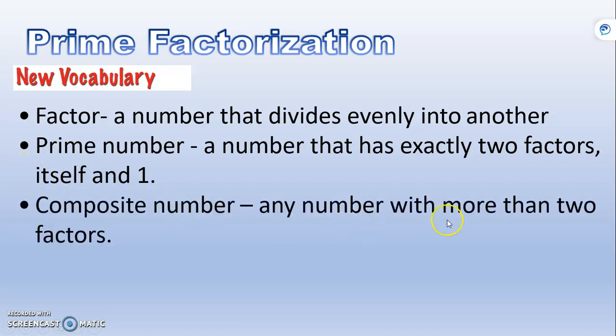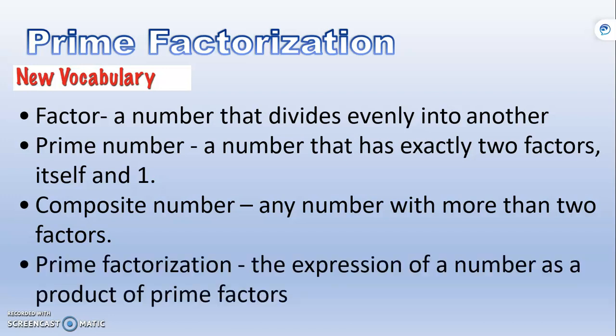Composite numbers, any number with more than two factors. So more numbers that can divide into that number evenly is more than itself and more than 1. So it could be 2, 3, 7, 12, more numbers.